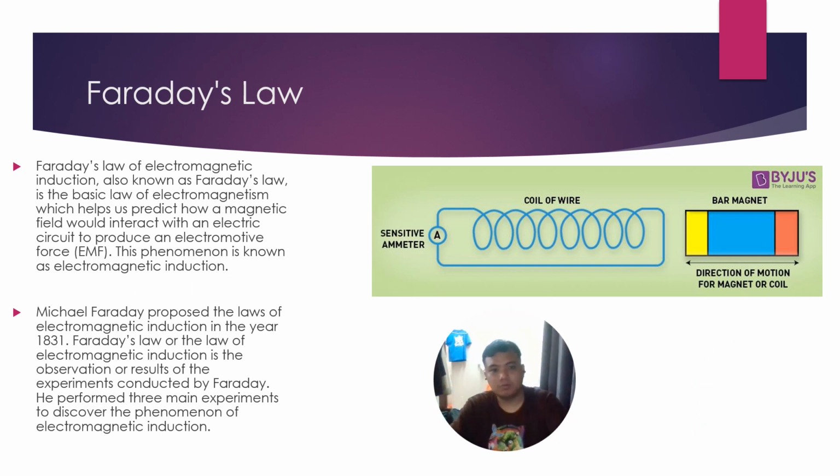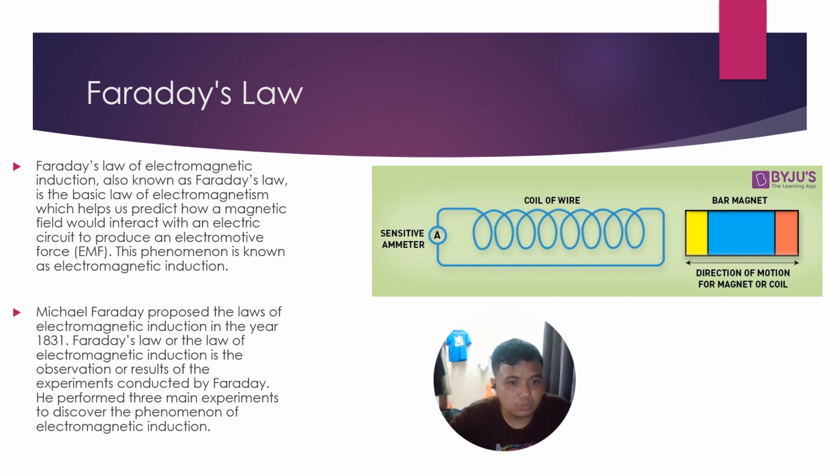So for the fourth topic, we go to Faraday's law. Faraday's law of electromagnetic induction, also known as Faraday's law, is the basic law of electromagnetism, which helps us predict how a magnetic field could interact with an electric current to produce an electromotive force, or EMF. This phenomenon is known as electromagnetic induction.